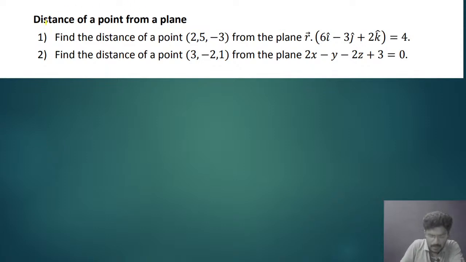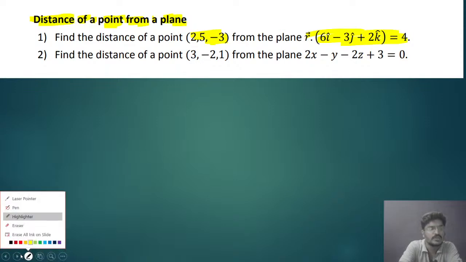So see the next problem, that is distance of a point from a plane. I think all of you remember the formula for the distance of a point from a plane. Here first you have to see what is the point and what is the plane. Here this is the point and this is the plane. So for that, first you convert the vector form to Cartesian form. Previously we have done the conversion of vector form to Cartesian form. You can see that.